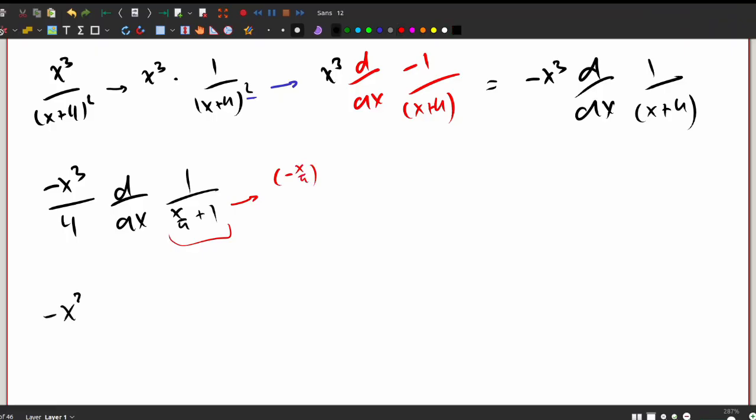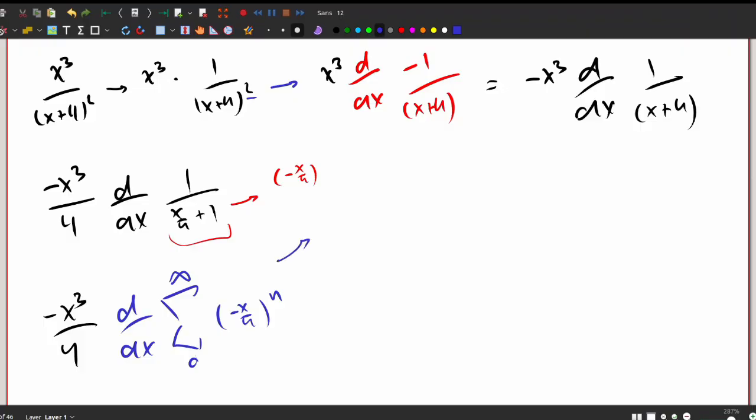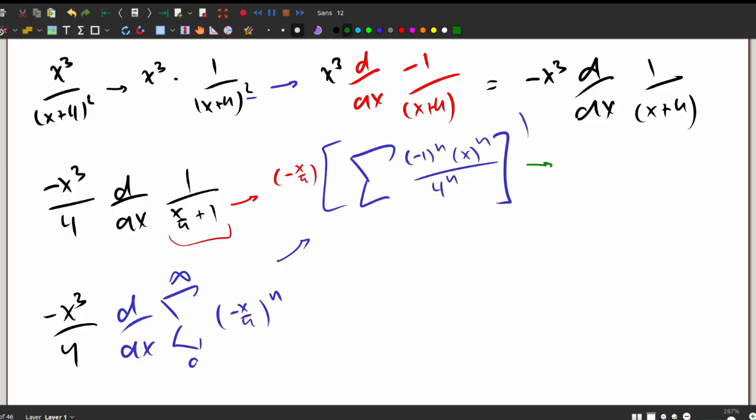So this stays as negative x cubed over 4. This stays as the derivative, so d over dx. And this becomes an infinite sum from 0 to infinity, where our ratio is negative x over 4 to the n. Now let's clean this up and get rid of the derivative. So this becomes the infinite sum of negative 1 to the n, x to the n over 4 to the n. And because it's the derivative of this whole thing, I'm going to rewrite that as the sum of negative 1 to the n, because that doesn't change, times n x to the n minus 1 over 4 to the n. And all of this is still multiplied by our negative x cubed over 4 from earlier.